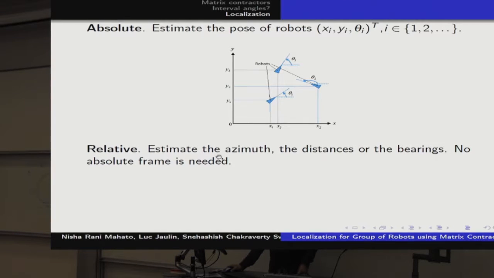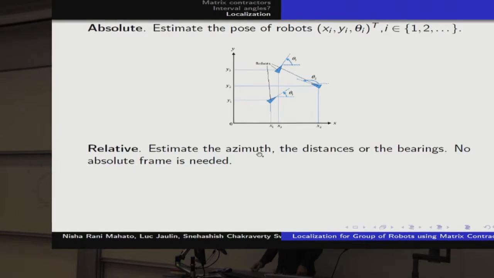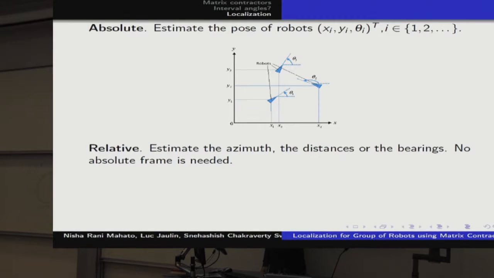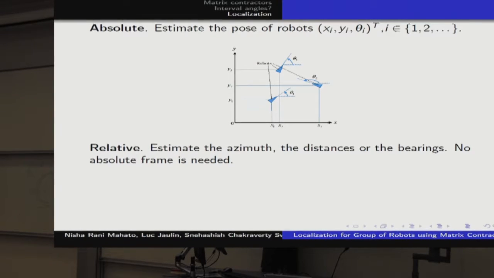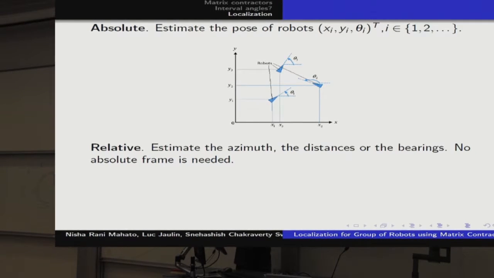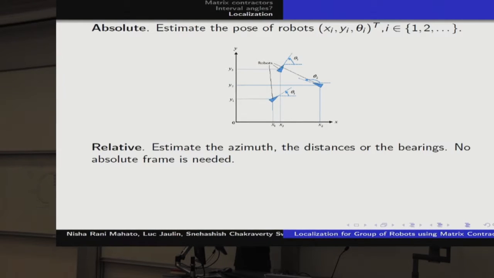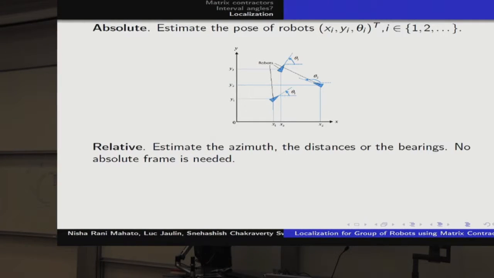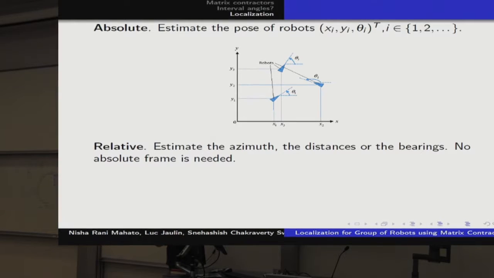So here we'll focus on azimuth. Azimuth means that if the north is there, and I see a robot there, then the azimuth corresponds to this angle. The bearing corresponds to an angle with respect to your heading.